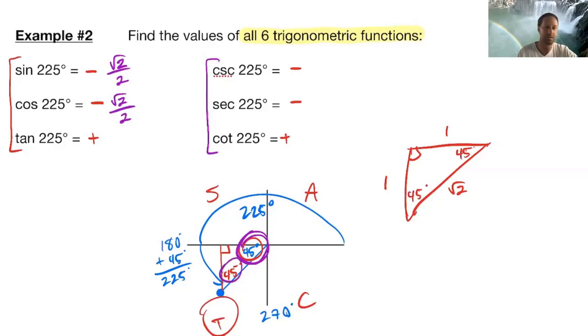And then tangent, remember, is sine over cosine. So if I know these two, then I can just put that over that and I get 1. Tangent of 45 is the easiest one to remember. So in order to find all of the reciprocal functions, I'd simply have to do the reciprocal of each one of those values that we just found. Root 2 over 2 and 1, which means if I flip 1, I get 1. Remember, my signs aren't going to change.